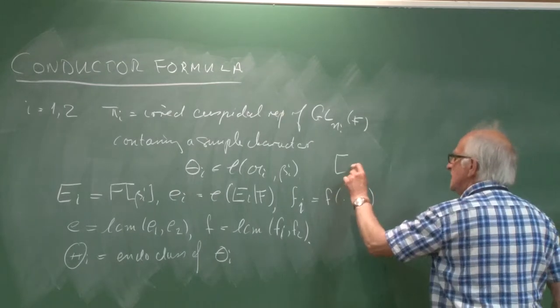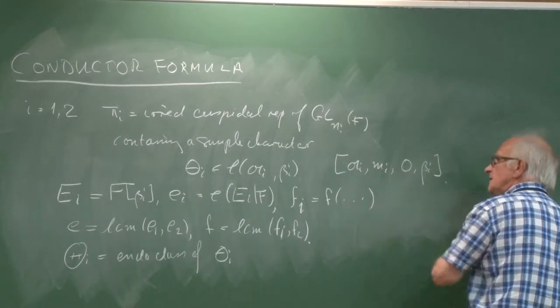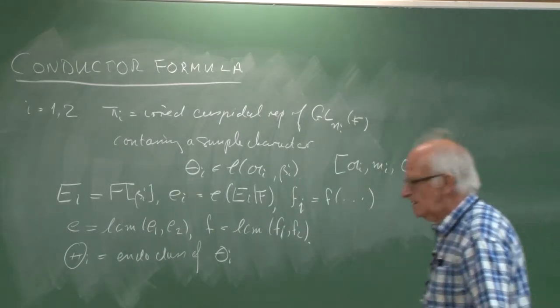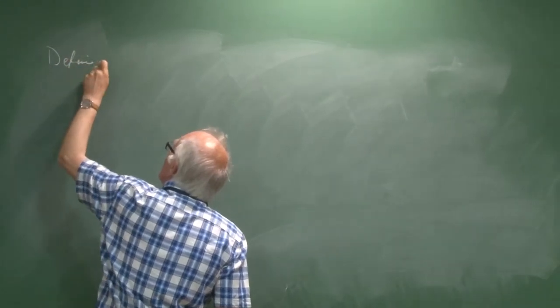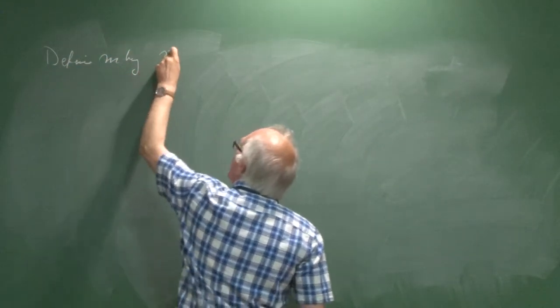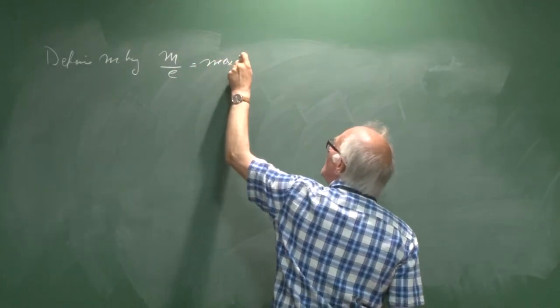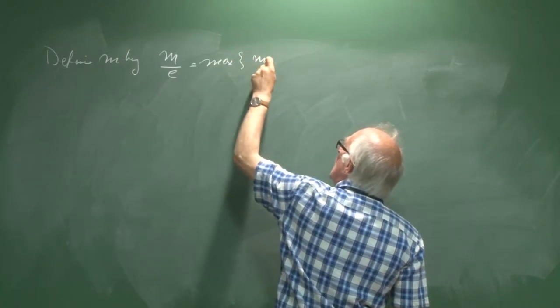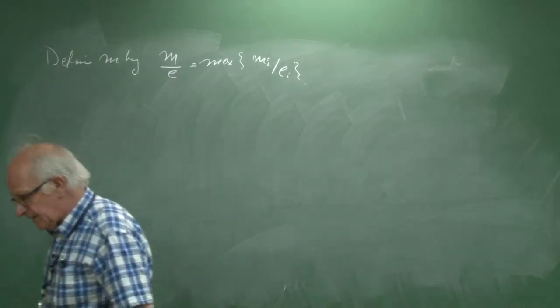Now, it's much easier if I give a name to the simple stratum that contains those things. I want to define now M over E to be the maximum of the M I over E I. Right. Okay.